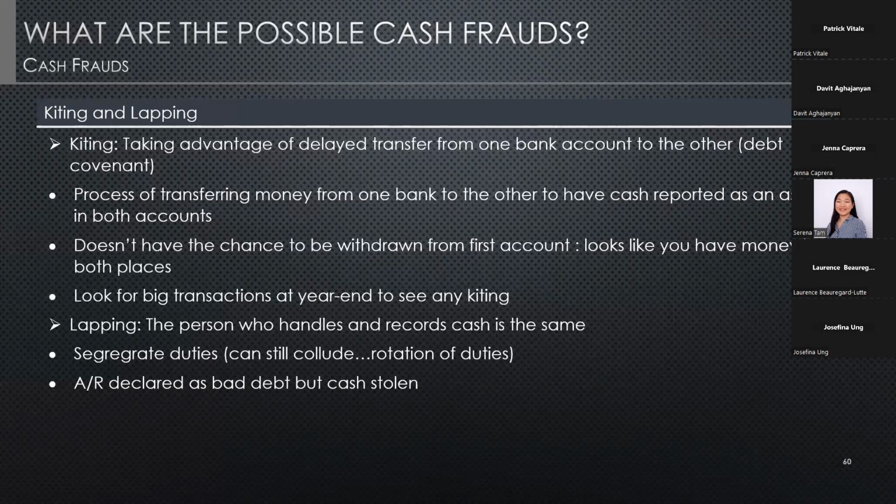And that's kiting. Then there's lapping. Lapping is really just when the same person handles the cash and the journal entry. What you want to do is have segregation of duties, because if the same person is doing the cash and the journal entries, they might be booking it as AR or bad debt expense, but then taking all the money and putting it in their pocket. So that's what you have to watch out for.